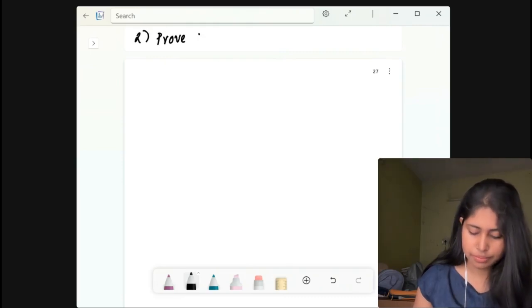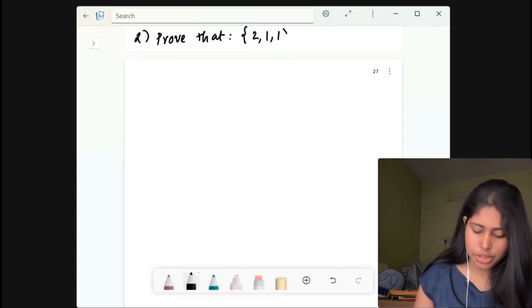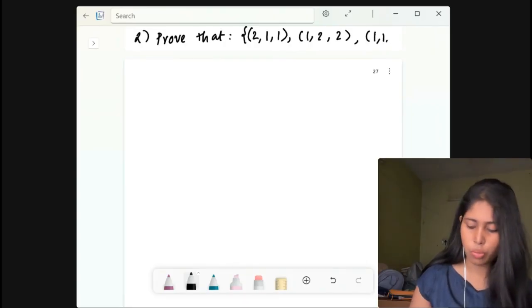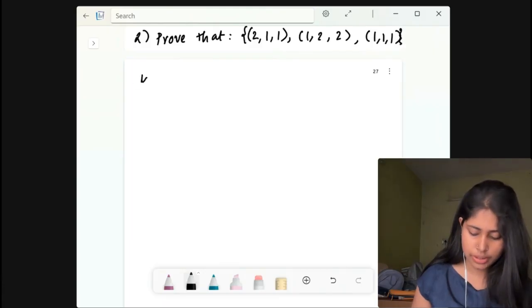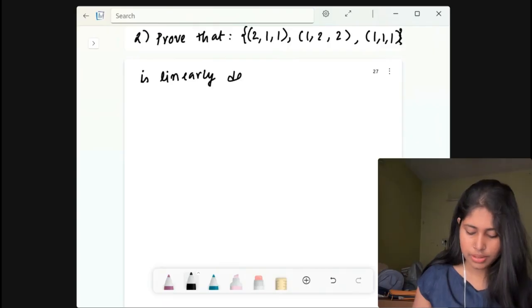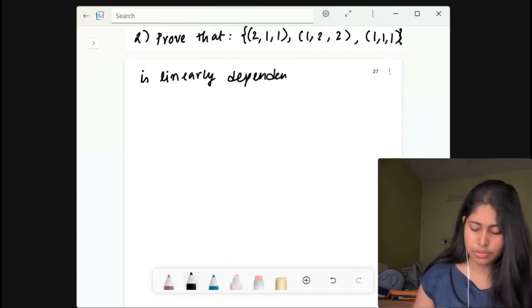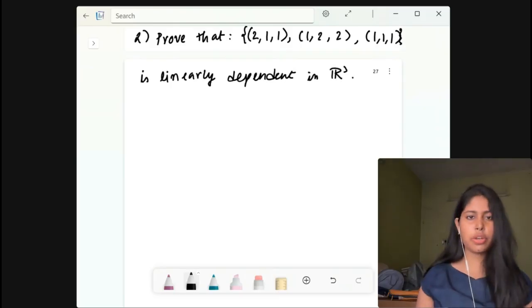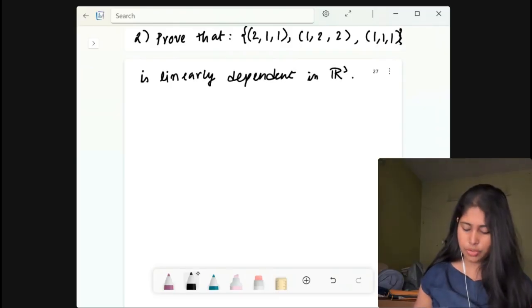Prove that (2, 1, 1) the first vector, (1, 2, 2) the second vector, then (1, 1, 1) the third vector is linearly dependent in R3. Now this is our question. Let us write it. Let us try to solve.